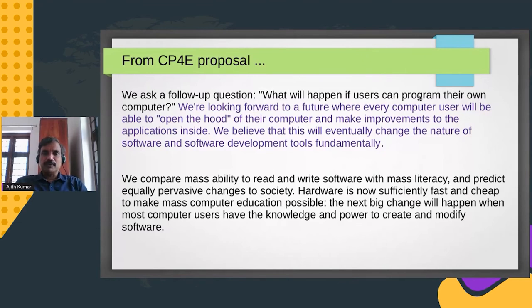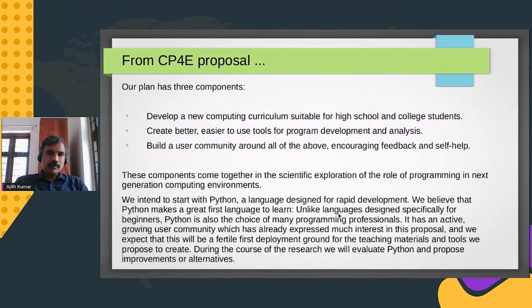Like, what will happen if the users program their own computers? It's a very far-fetched idea. He says we compare this to mass literacy, the ability to read and write, and call it software literacy. It becomes a mass programming literacy kind of thing. That is what they imagined. Because this was written in 1999, most of the requirements have been met, like developing a new computer curriculum. If you look at it, in many places it has already taken place. And Python has become a good tool for it. So I would recommend you have a look at this.